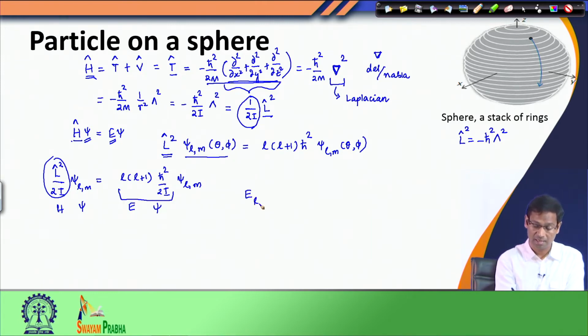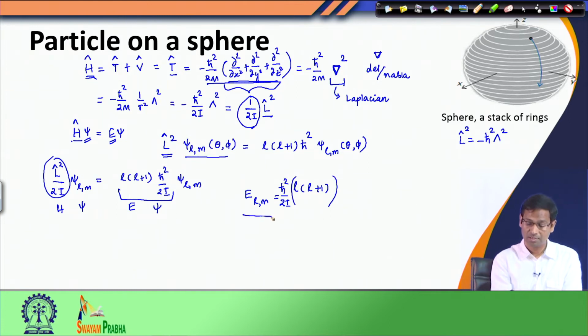So, here E, the energy, of course, has L dependence. This is my energy. You see the energy expression does not have explicit dependence on m, but I know for a given value of L I can have 2L plus 1 number of m values. This is the general solution that I got from the quantum mechanical solution of the angular momentum operator. Now, these are the energy of the particle on a sphere.